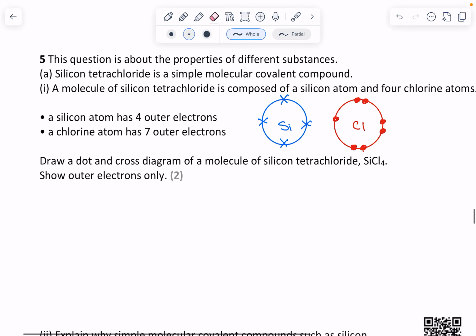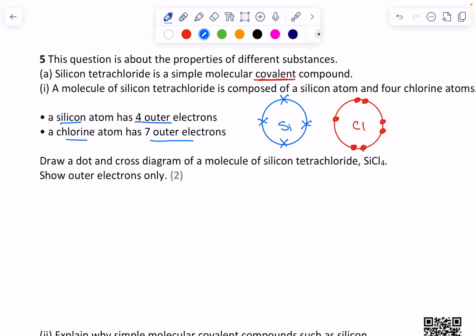Okay, so they want us to draw this silicon tetrachloride, and they're helping us out here because they're telling us that these are covalent bonds. Remember, that means they're going to share the electrons. And what I've drawn to help us is we're told that silicon has 4 outer electrons. As you can see here, there's my silicon, and there's the 4 outer electrons. And then they're telling us also that chlorine has 7 outer electrons, and again, as you can see, there's my chlorine with 7 outer electrons.